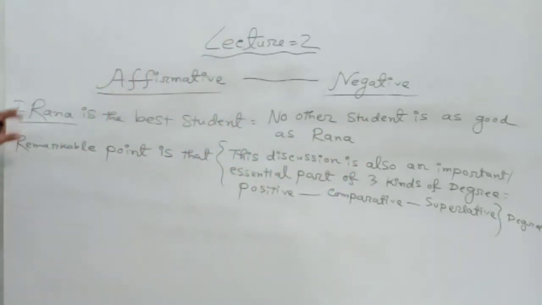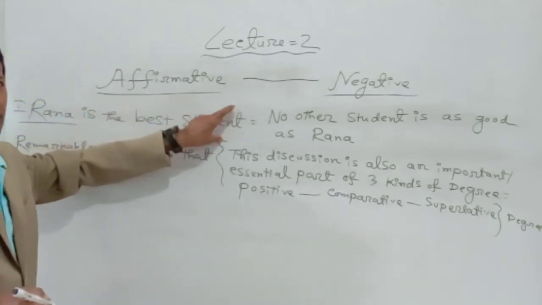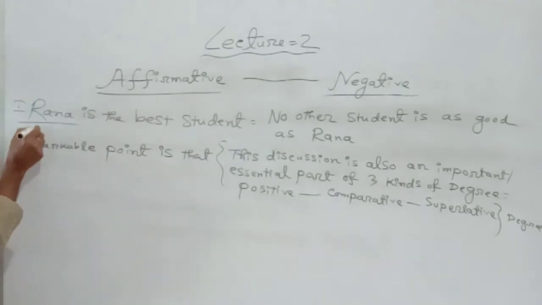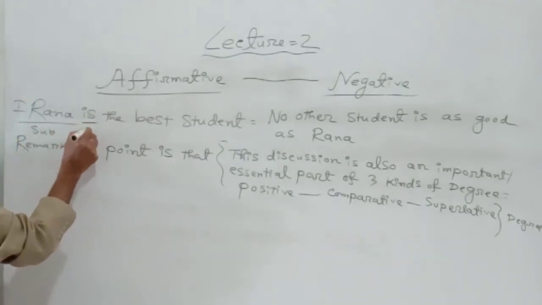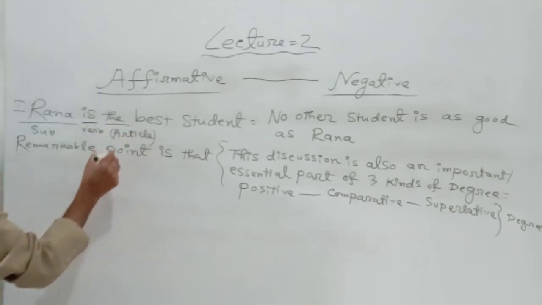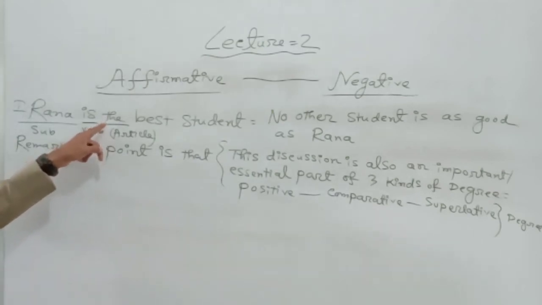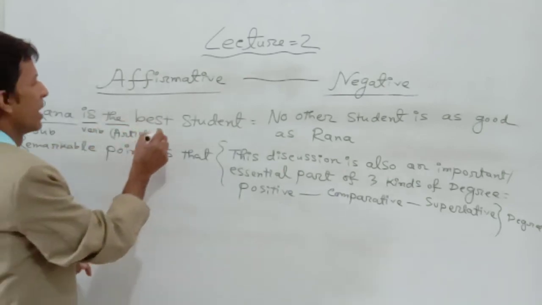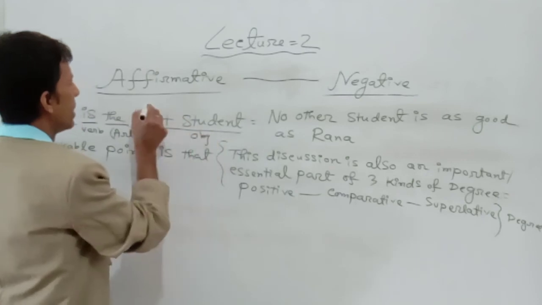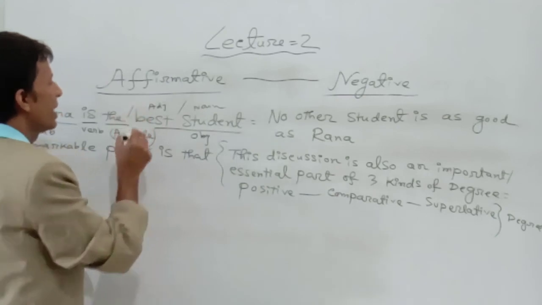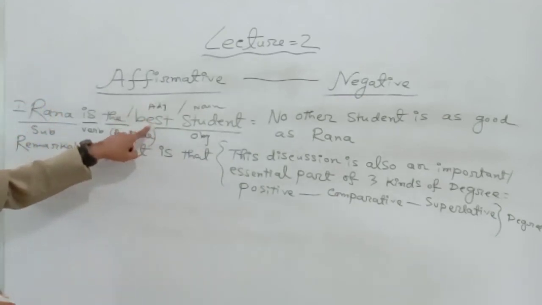Now look at this example. Rana is the best student. In what way is this sentence consisted? First of all, subjective case, then verb. In the third part, article. Here I want to mention that article the, that means definite article, is always used before the superlative degree. This is the example of superlative degree. This is adjective, this is noun. In other words, it can also be called superlative degree.